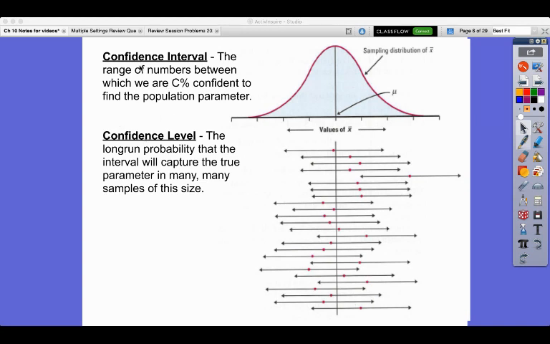A confidence interval is the range of numbers from A to B. We usually write it in parentheses, like it almost looks like a coordinate, A comma B. We are 95% confident that the true parameter is between A and B, because in the long run, 95% of all intervals will capture it. So the confidence level is a long run probability. The confidence interval is the range of numbers.